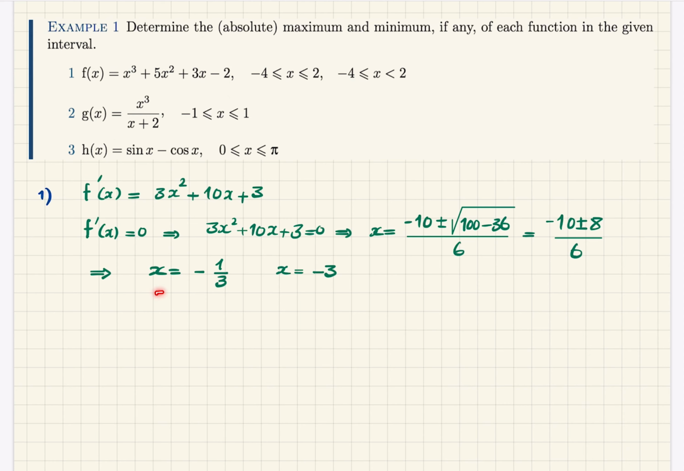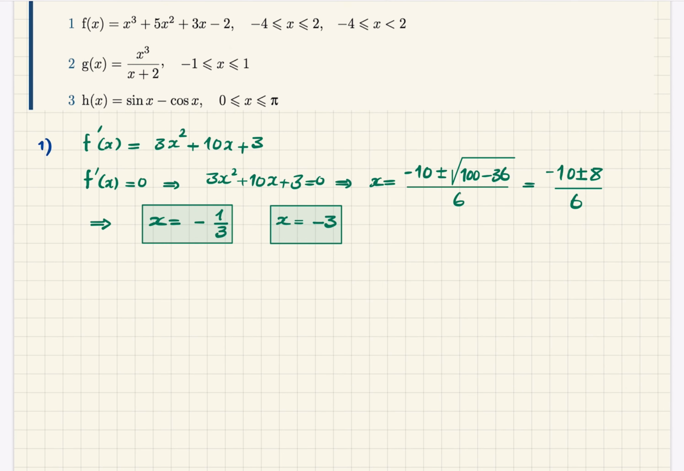Here in my case, both of them actually lie within this interval, yes? Minus 3 is somewhere between minus 4 and 2. Minus a third is also somewhere between these two numbers. So here I realize that both of them are acceptable for me. Be careful about this point. Sometimes one of them is acceptable. Sometimes none of them is acceptable. So here in this case, both of them are acceptable.